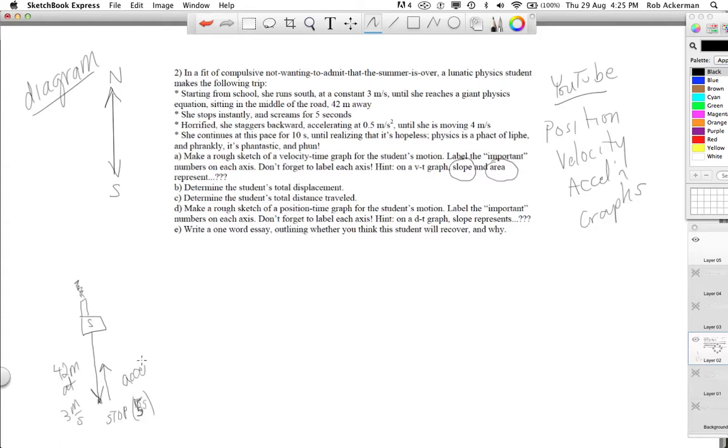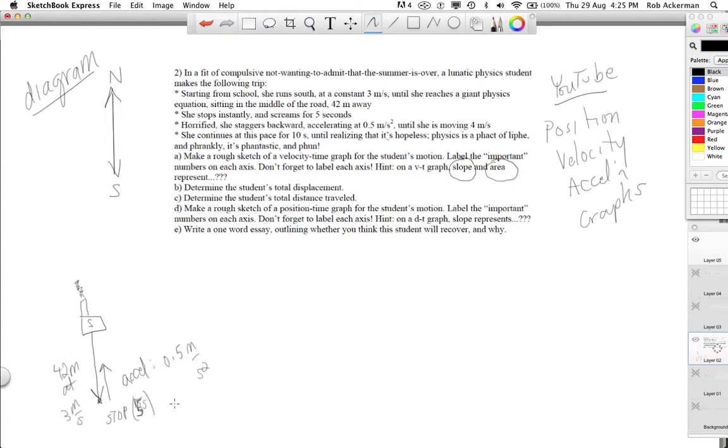Acceleration, 0.5 meters per second squared, until she gets up to 4 meters per second. Now at this point you've got to think to yourself, okay, what is acceleration, velocity, what do these things mean? Well, you start from rest, you accelerate, so you're picking up speed. You pick up speed until you get up to a certain speed. How do you draw that?